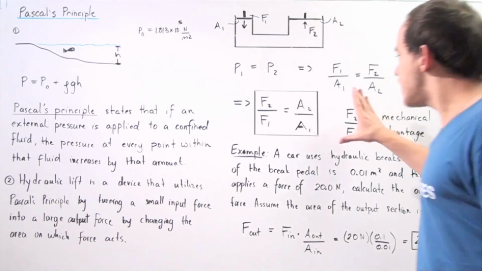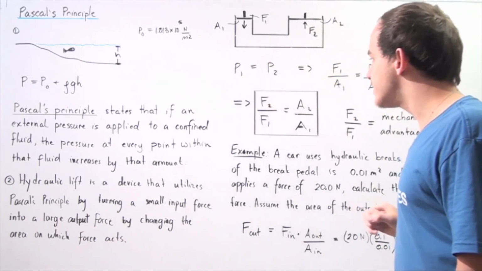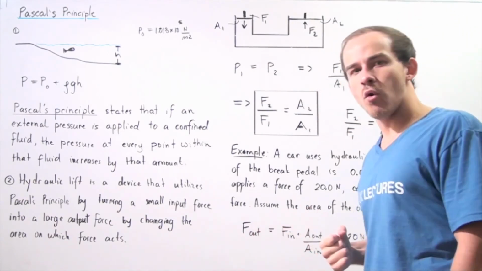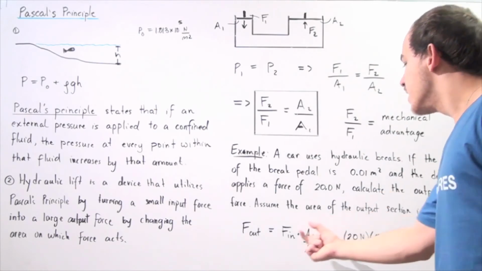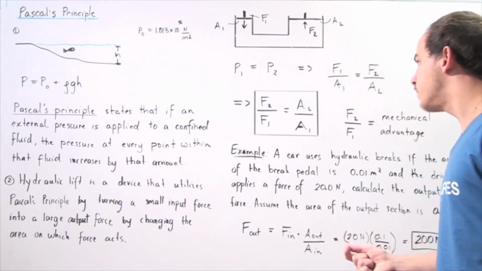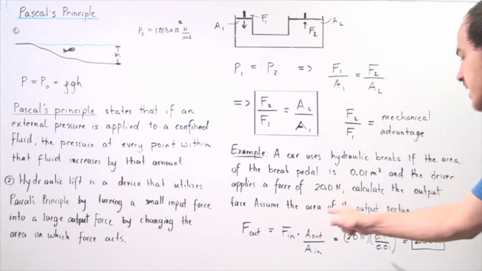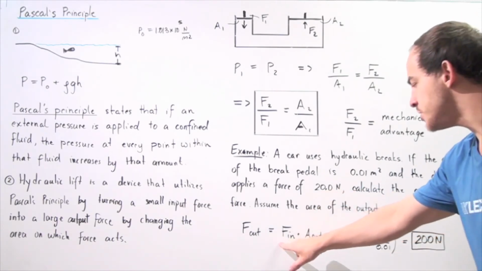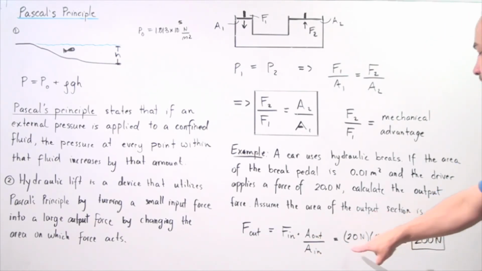So we essentially take this equation and we want to calculate F2. We want to calculate the output force. So we bring F1 to the right side and we have the input force multiplied by the ratio of the areas. So we plug in our quantities: 20 newtons, this becomes 0.1, and this becomes 0.01. So this ratio becomes a 10. 10 times 20 gives us 200 newtons.